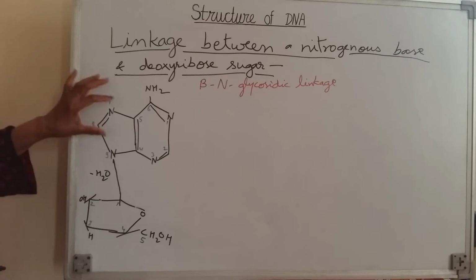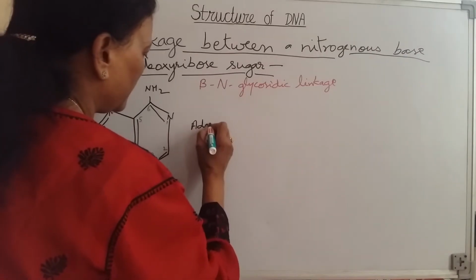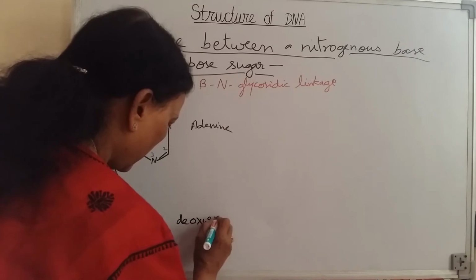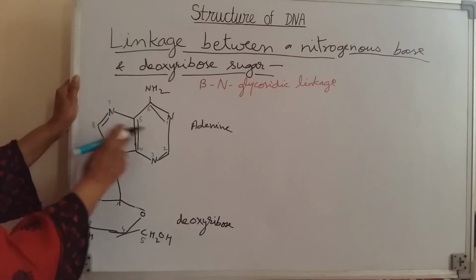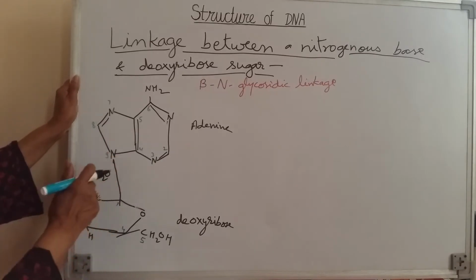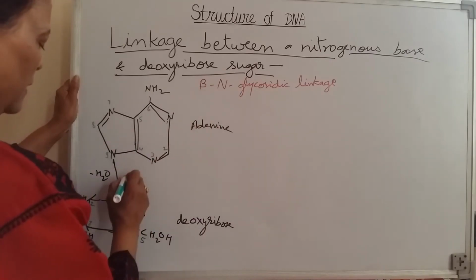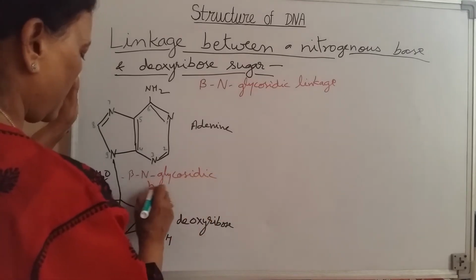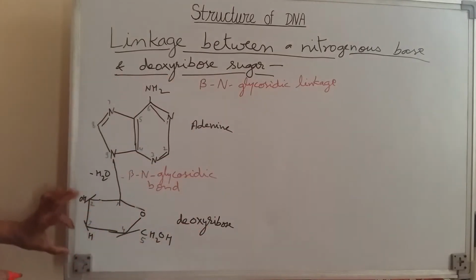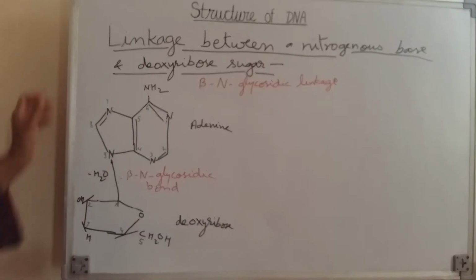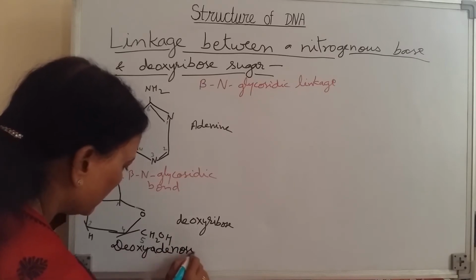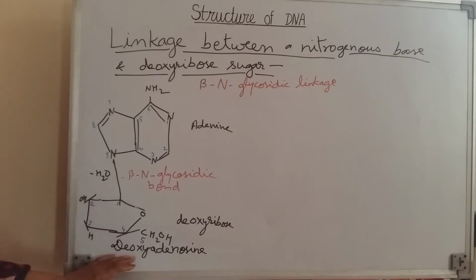So water is formed, and the nitrogenous base, this is adenine, and this is deoxyribose sugar. So in this way it is connected, N9 and C1, and this bond is called the beta N-glycosidic linkage. Thus a nucleoside is formed. If it is adenine, then the nucleoside form is called deoxyadenosine. And if it is guanine, then it will be deoxyguanosine.